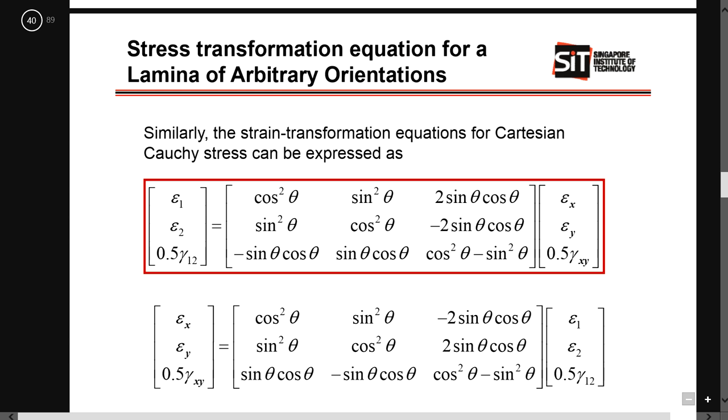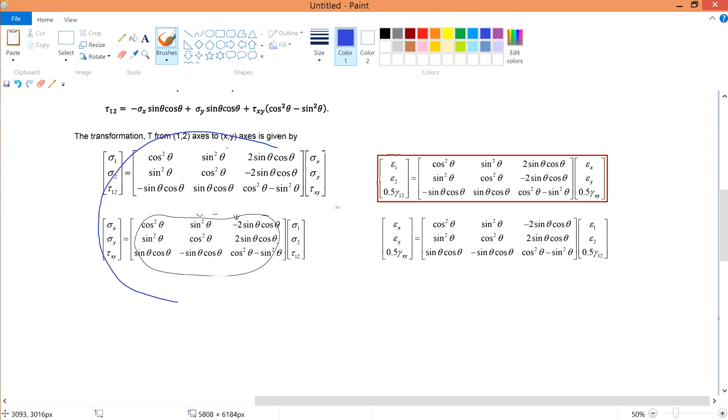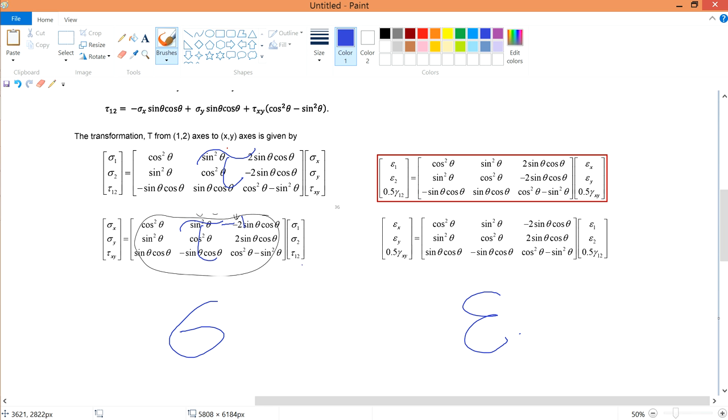What it is saying in this page now is that instead of stresses, we are talking about strain. So over here, these are for your stresses. Over here, these are for your strain. This is your transformation matrix we have seen. This is your inverse transformation matrix we have seen. And over here, this is the transformation matrix of the strain, from the x and y to the 1 and 2 direction. So you also have a transformation matrix for your strain. Same thing, this is the inverse of it.